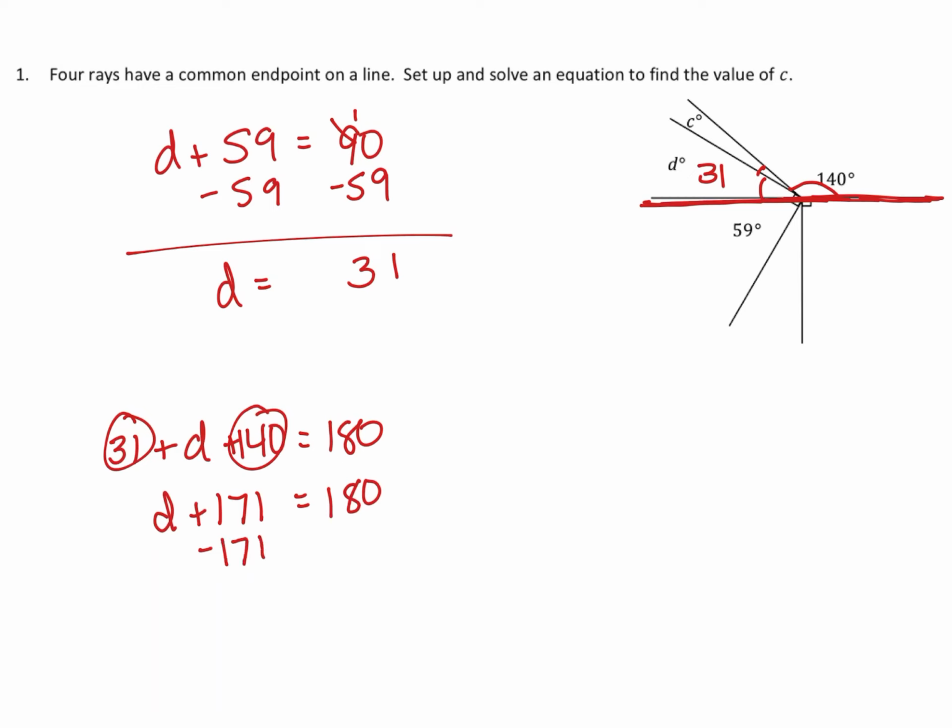Then we subtract from both sides, and C is equal to 9. Sorry, I've labeled that with the wrong one. It should say C there. C is equal to 9. We already found D was equal to 31. C equals 9.